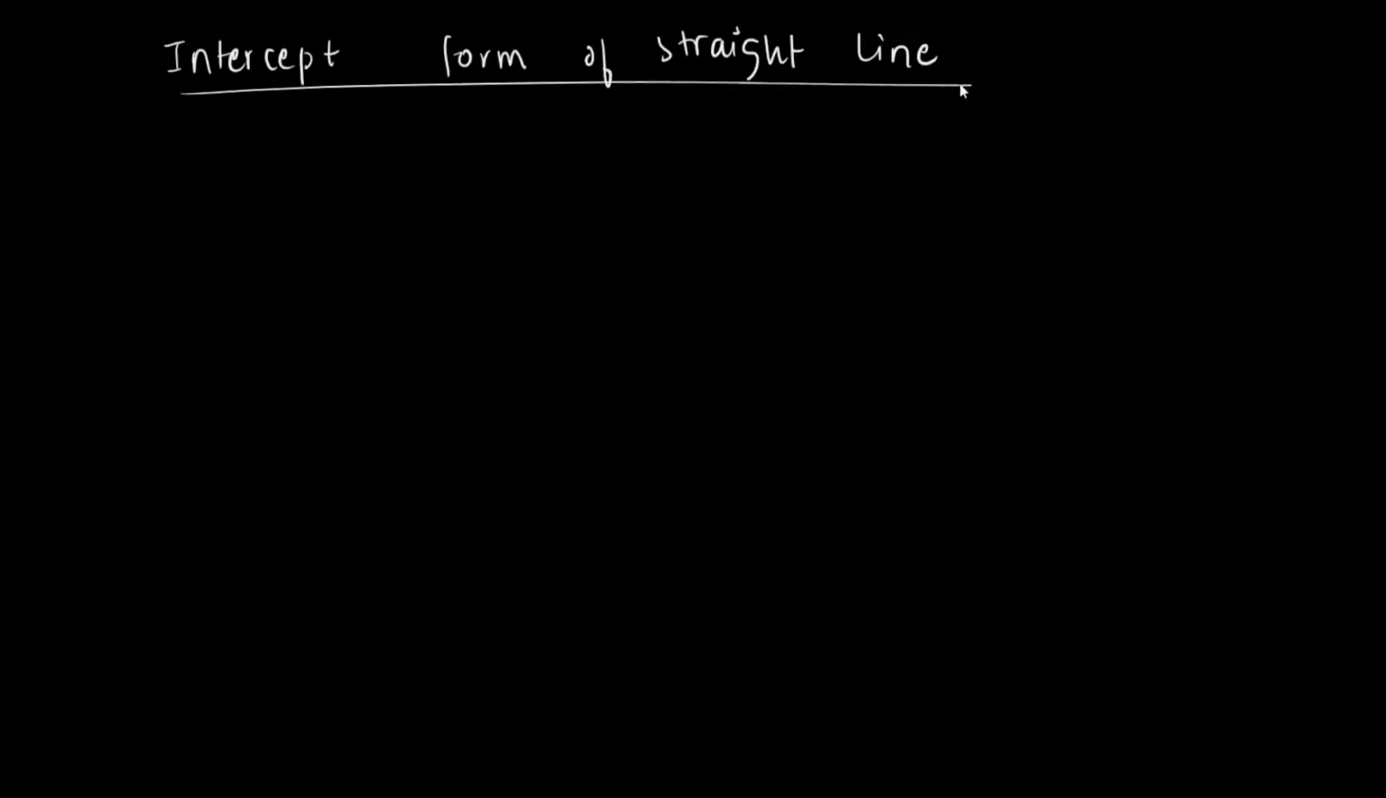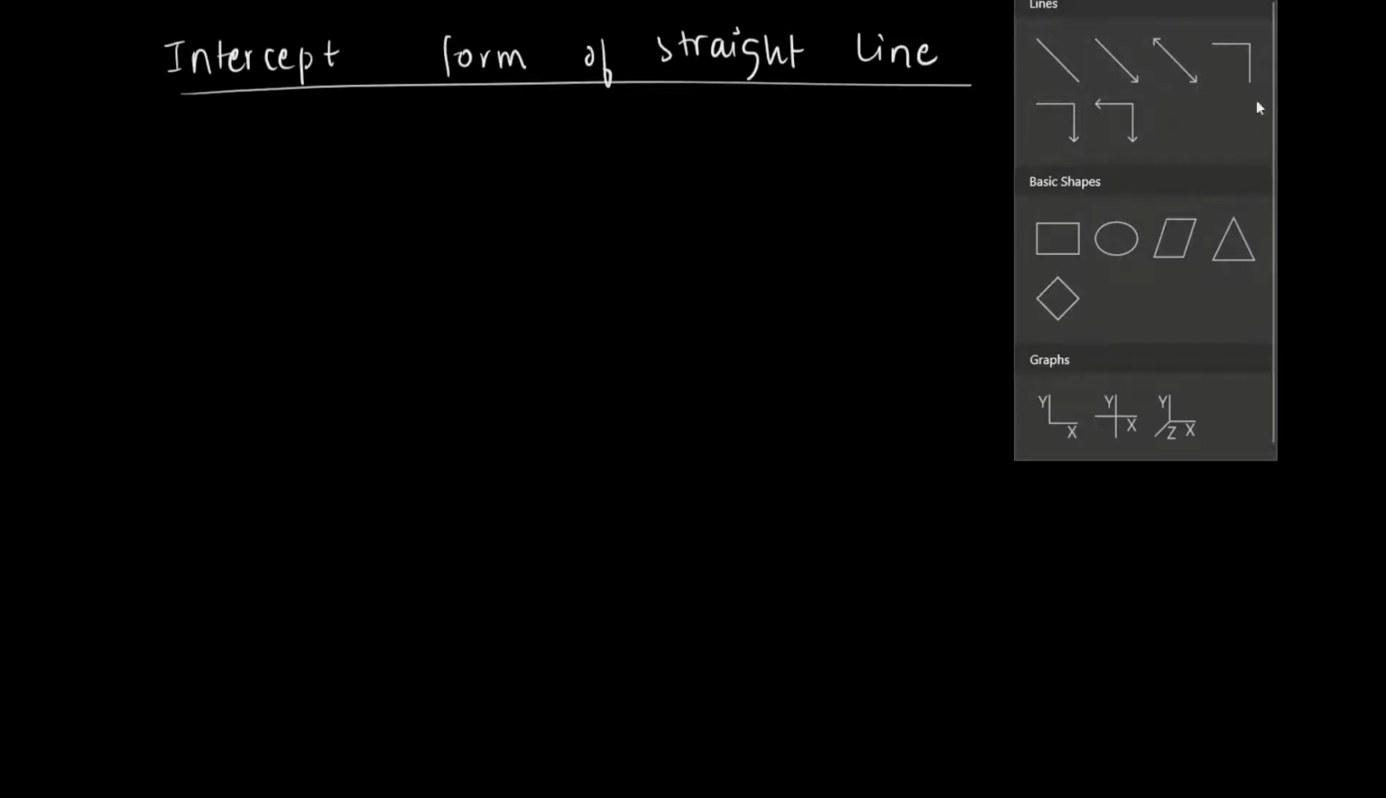So let's talk about the intercept form of a straight line. This is where we use the x and y intercepts of a straight line to write its equation. So let me draw a straight line right away.